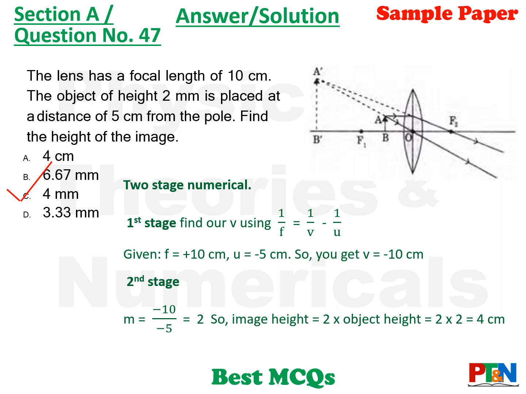Once you have got the value of v, you put in that m formula. m is equal to v by u. So you get value of m as 2. So the image height will be twice the object height and it will be 4 centimeter and it will be an upright object, virtual and upright.